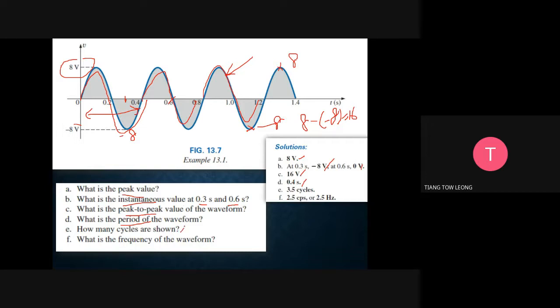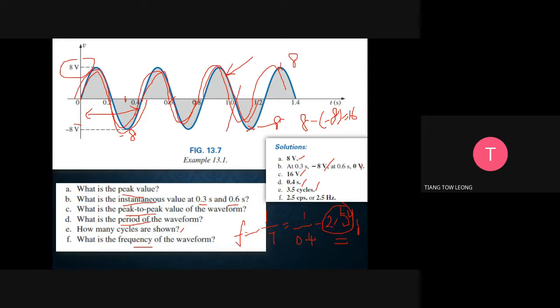How many cycles are here? 1, 2, 3 and a half. So 3.5. Then what is the frequency? Frequency is actually 1 over T. 1 over 0.4, we have 2.5 hertz. Which means the frequency means we have 2.5 cycles within 1 second.